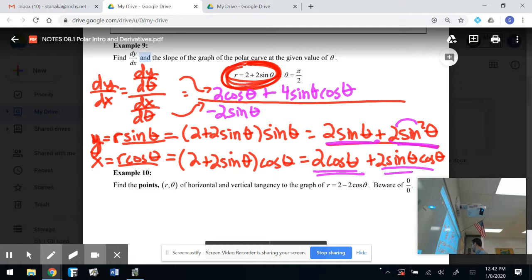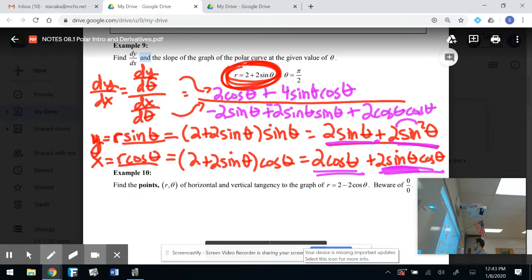Oh, snap, that's a product rule. Okay, so let's go ahead and do 2 sine theta times the derivative of cosine, which would be negative sine theta, which would be negative 2 sine squared theta, right, class? And then I have plus the derivative of sine, 2 sine, which would be 2 cosine theta times cosine theta, or 2 cosine squared theta.